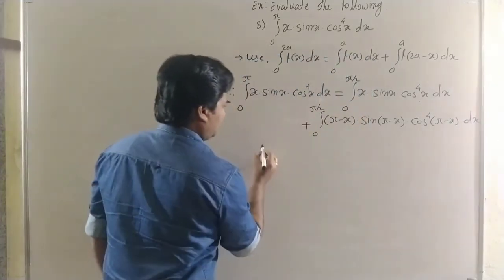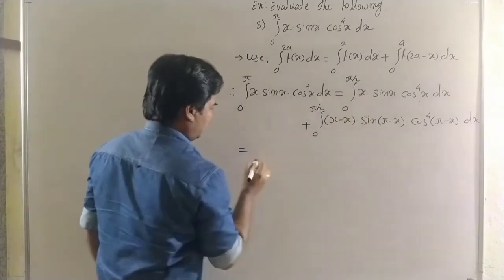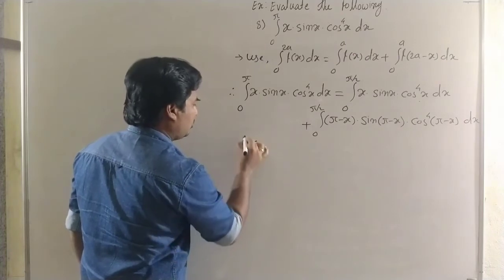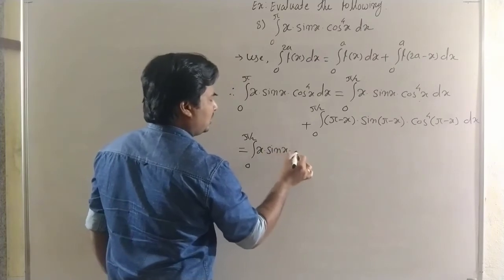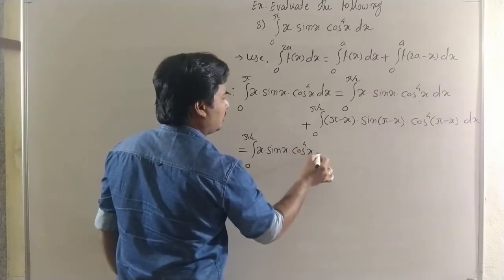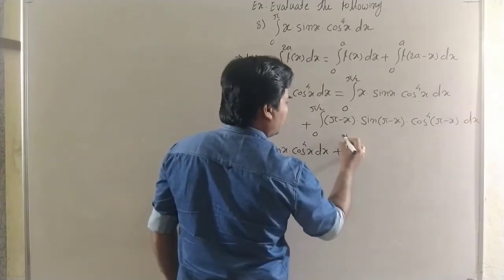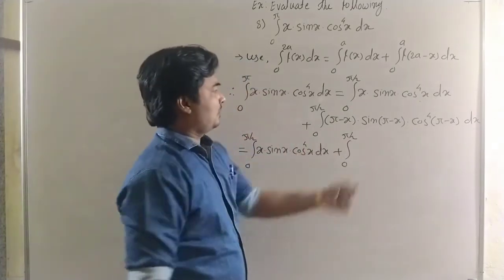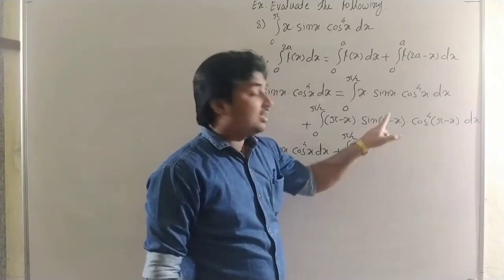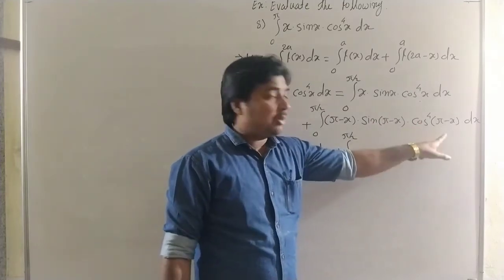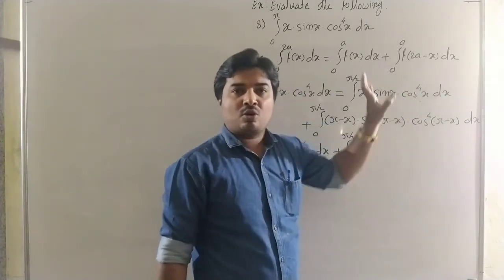Okay. Now, see carefully, this integral is equal to, we can write this step, integral 0 to pi by 2 x into sin x into cos to the power 4x dx, plus integral 0 to pi by 2. See carefully here: sin(pi minus x) is sin x, and cos(pi minus x) is minus cos x. But here it is cos to the power 4, so we can write it as cos to the power 4x.